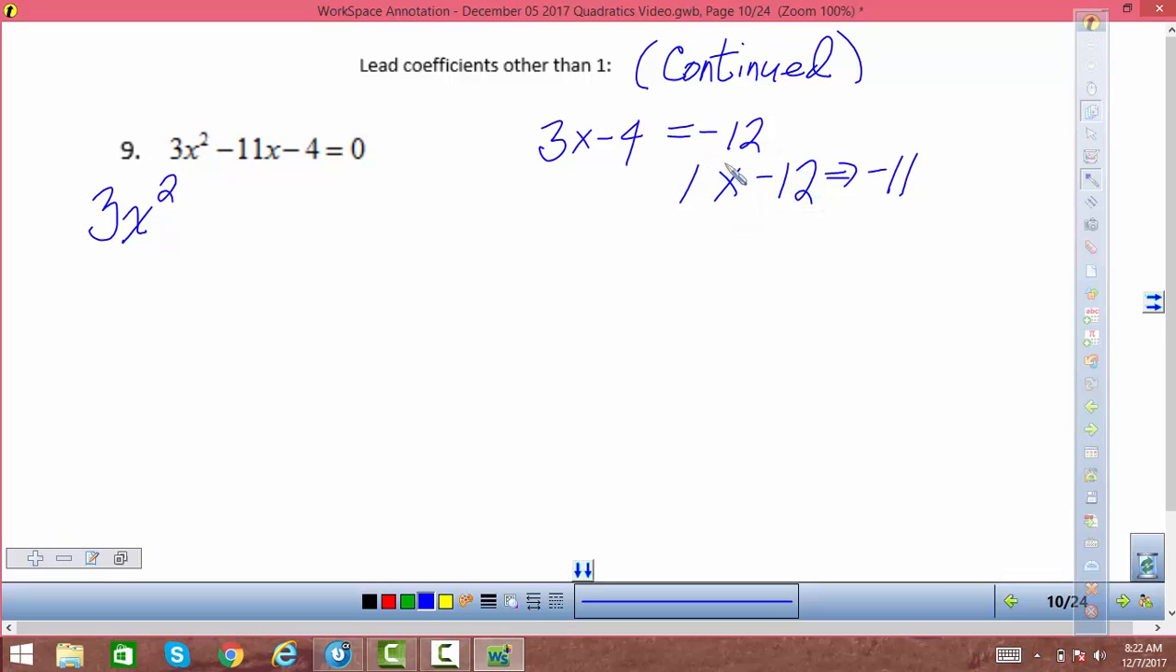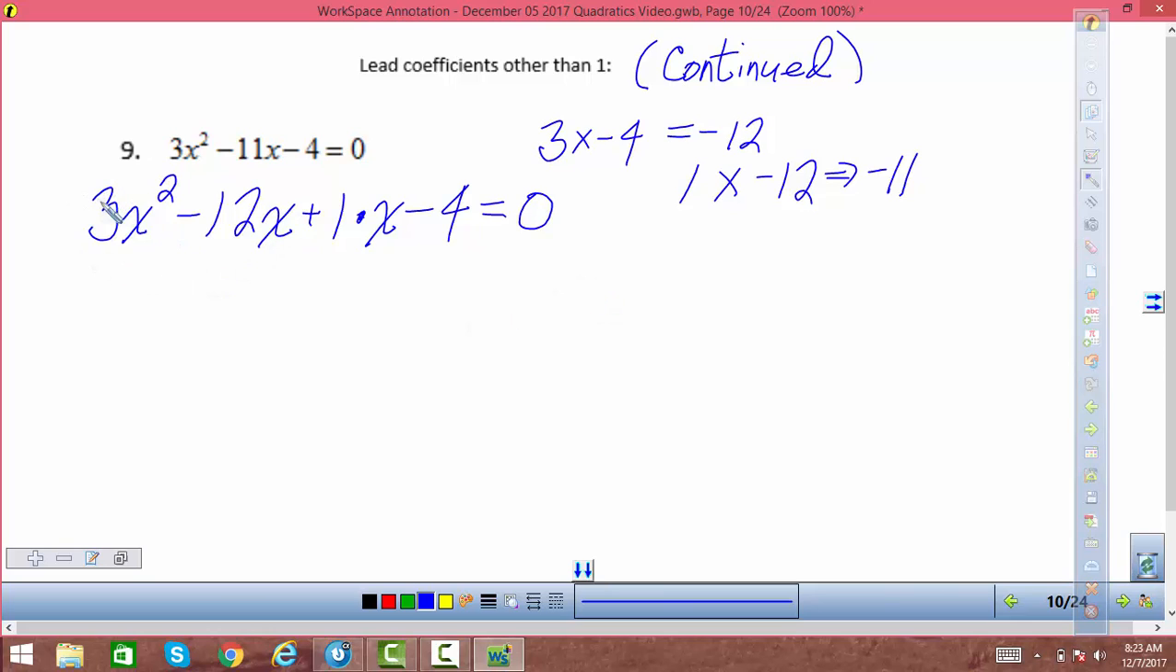Now look at these two numbers. The negative 12 is evenly divisible by 3. So I'm going to group a negative 12 times x with the 3x squared. Then I'm going to do a little bit unconventional, but I'm going to say 1 times x minus 4. This all equals 0 because we started out with an equation.